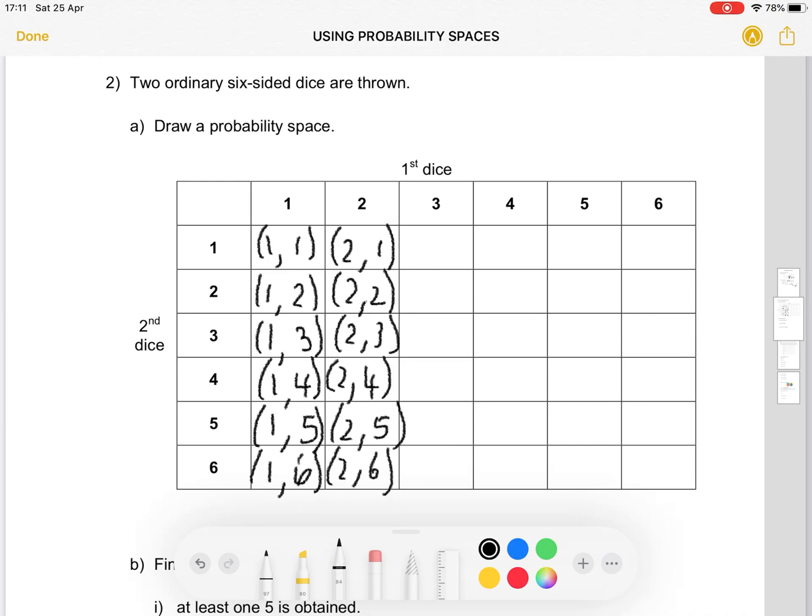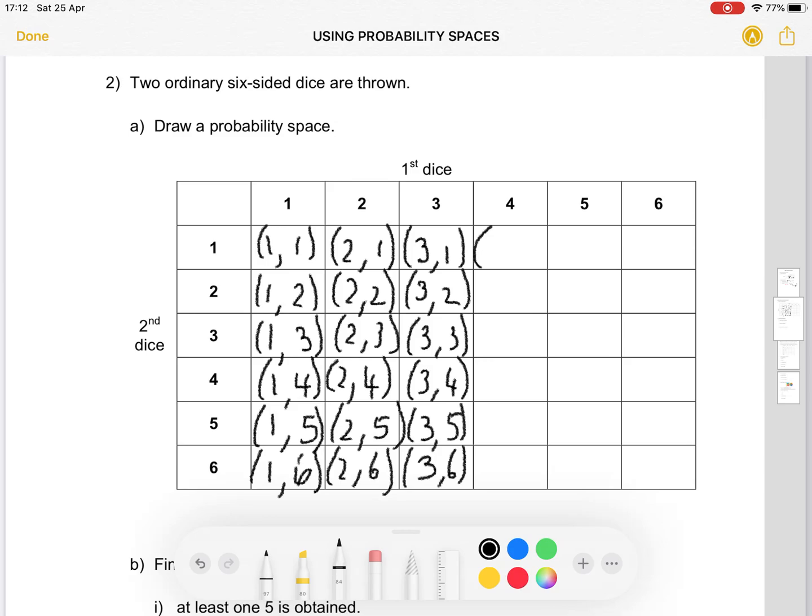Now the column of 3, the first dice here landed on a 3, so the outcomes in this column should start with a 3. The first one 3, and the second dice landed on a 1, so 3, 1. The second one 3, 2. The third one 3, 3. The fourth one 3, 4. The fifth one 3, 5. The sixth 3, 6.